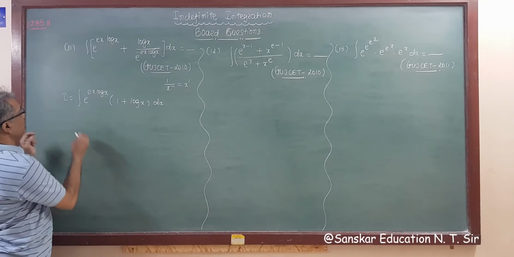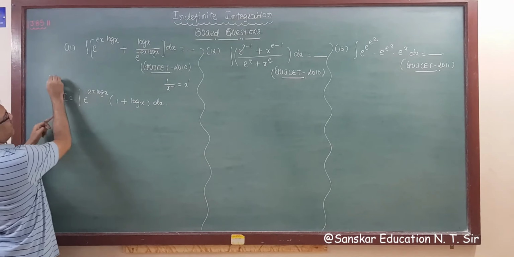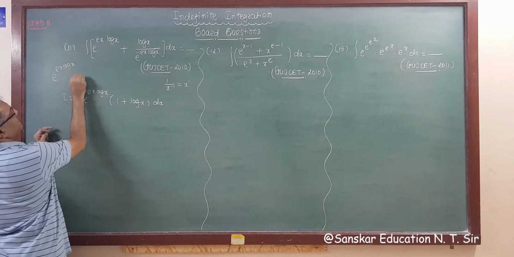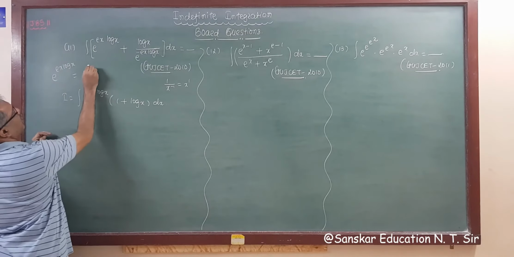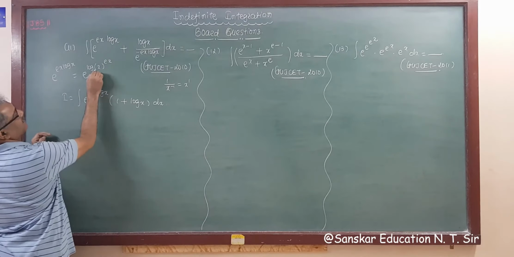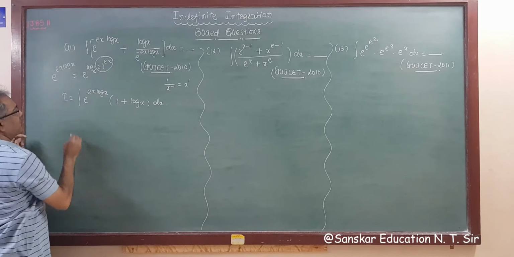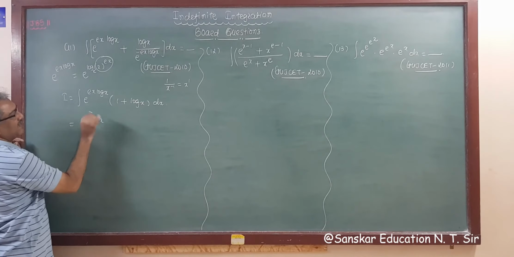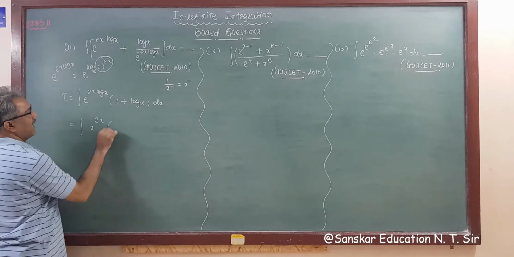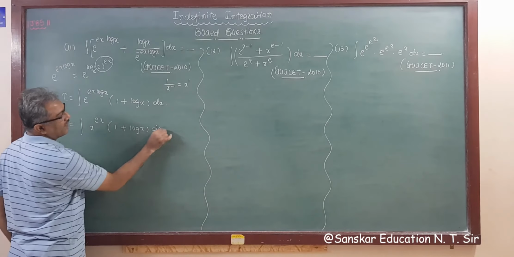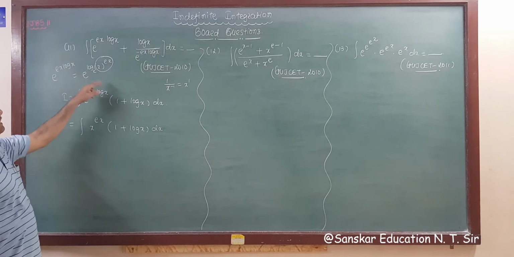Now this is e raised to. Can I write it like this? This e raised to x log x can be written as e raised to log x raised to x. So the answer of this is x raised to x. So this is the integration of x raised to x into e, and this is 1 plus log x dx. Got it? So applying this formula here.